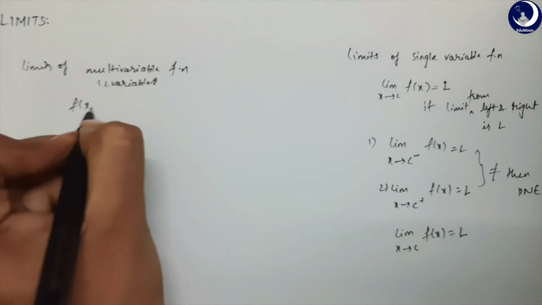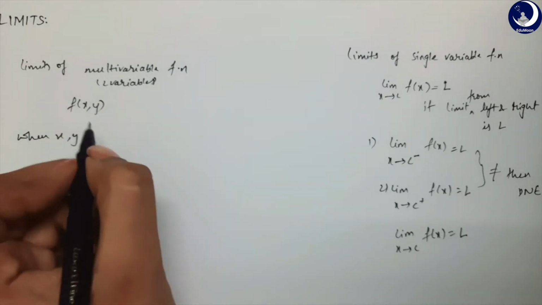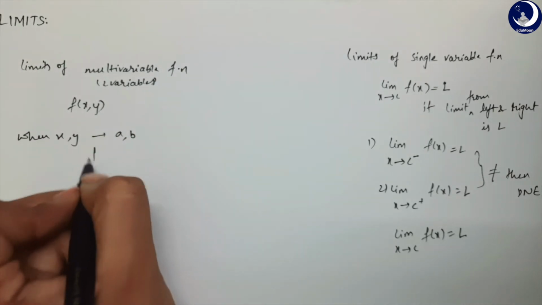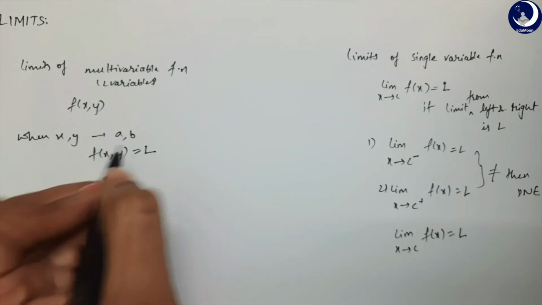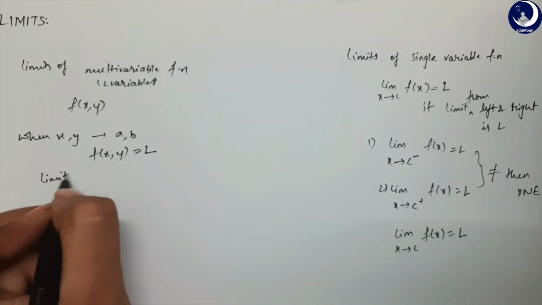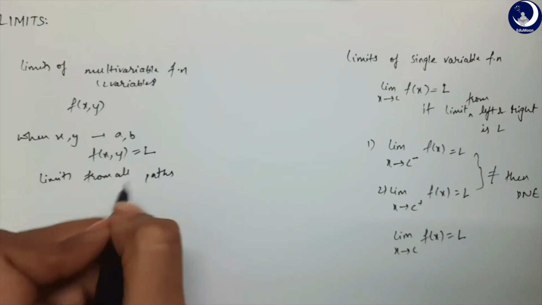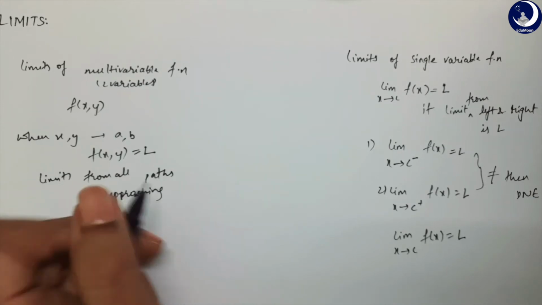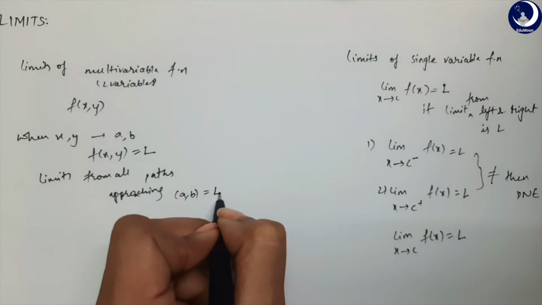So for a function f(x, y), when (x, y) approaches (a, b), the limit of f(x, y) equals L if and only if the limits from all paths approaching (a, b) equal L.